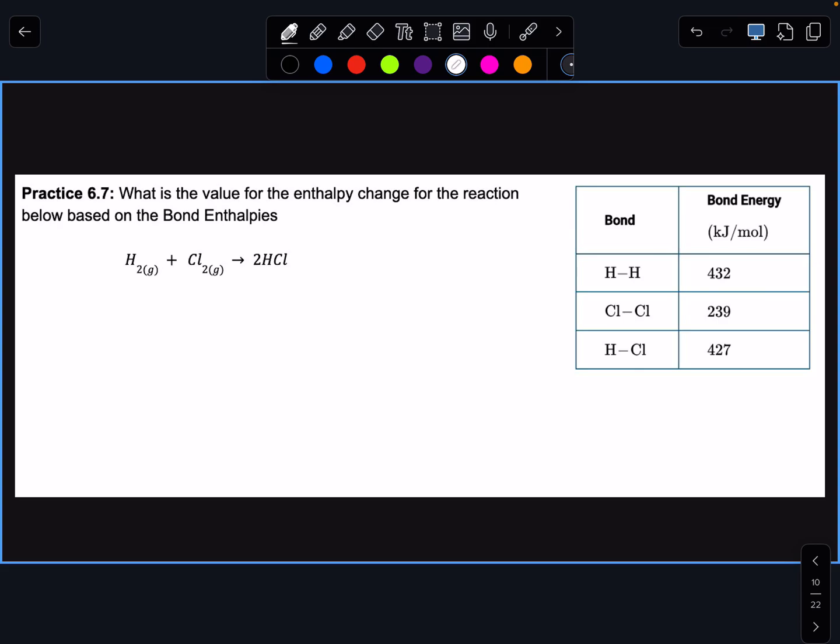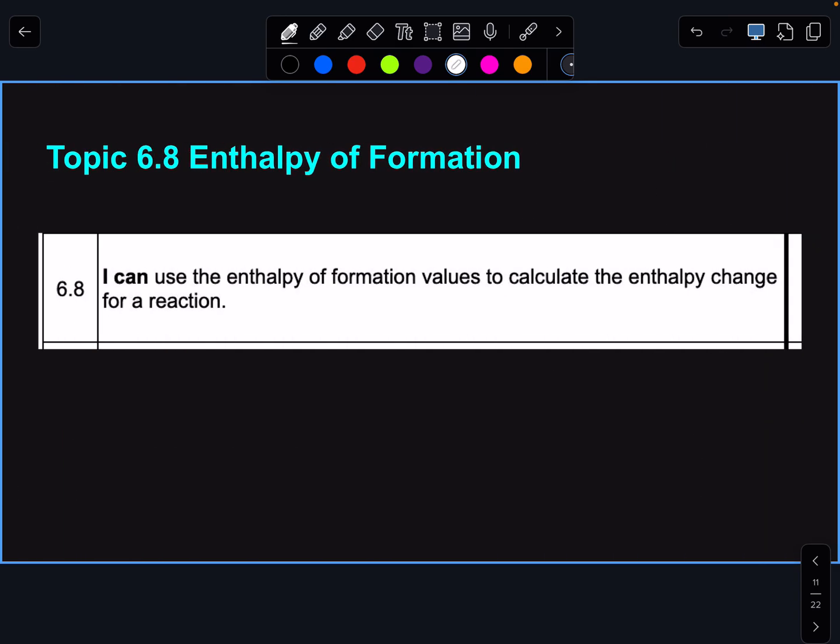Okay, questions on bond enthalpies? All right, next topic here, everybody. Same goal, different pathway. We're still finding delta H, but through a different means. This process uses what are called enthalpies of formation to help us determine the overall enthalpy of a reaction.